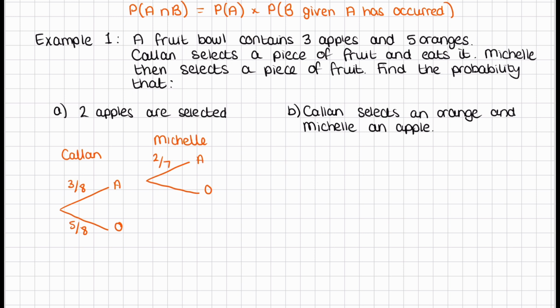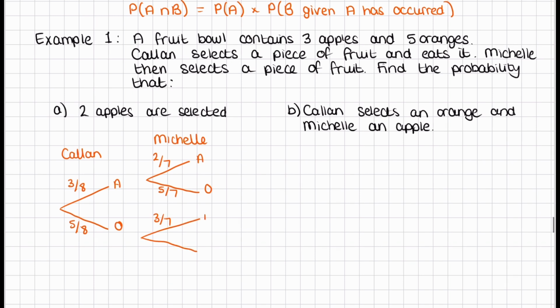If he took an apple, there are only 2 apples left, and we would still have 5 oranges left in the bowl. Now, if Callan selected an orange first, we'd still have 3 apples, but we now only have 7 in the bowl. And if he selected an orange first, then we'd only have 4 oranges left out of the 7 pieces of fruit left in the bowl. So then our possible options would be apple apple, apple orange, orange apple, or orange orange.